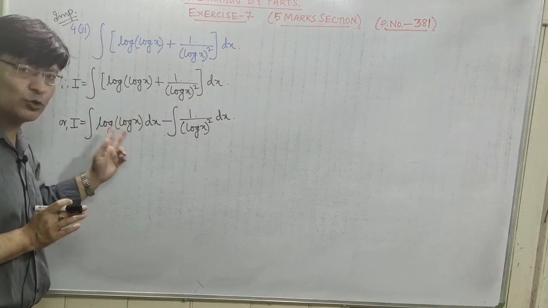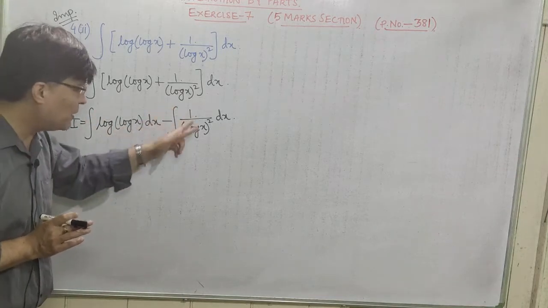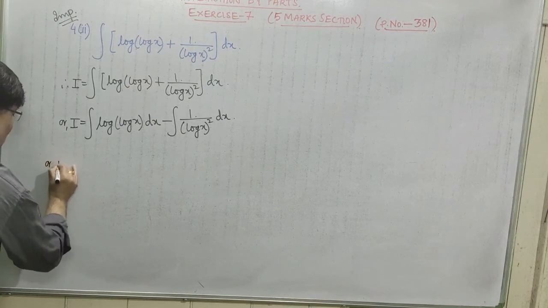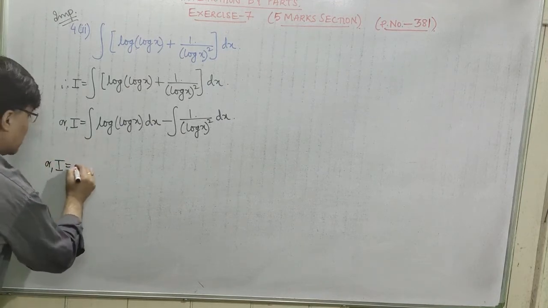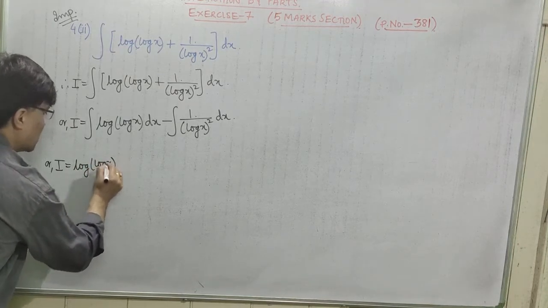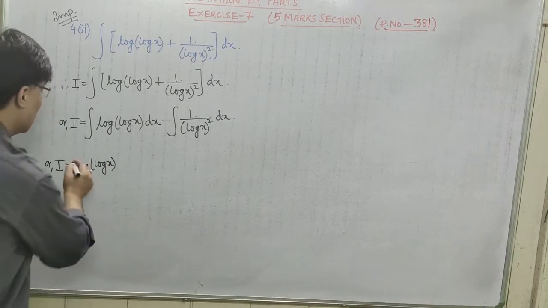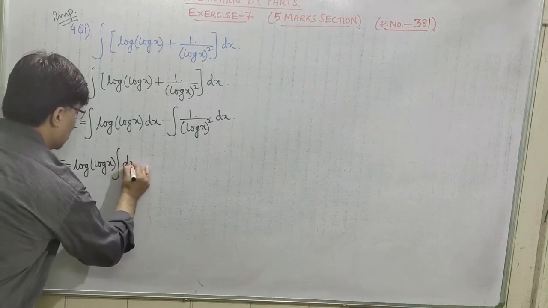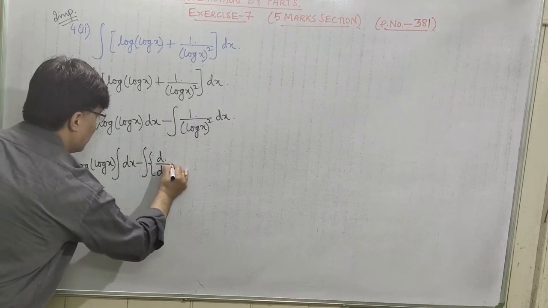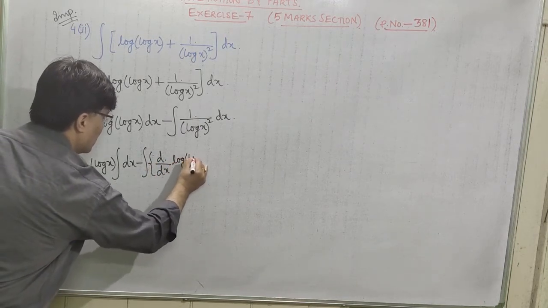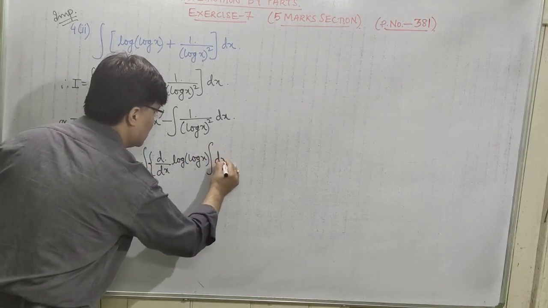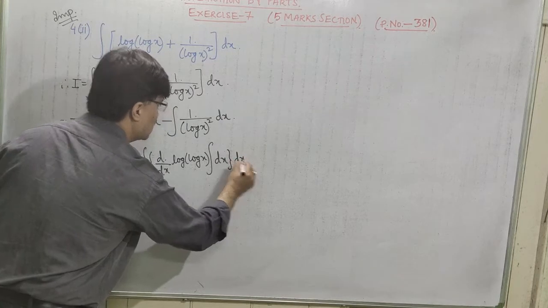That is, the first function should be integrated by parts, keeping the second term as it is. Okay, so I is equal to, for the first function use integration by parts. This is the first function, that is log of log x will be the first function, 1 will be the second function, you know that. So log of log x integration of dx minus integration of second bracket, this is d by dx of log x, then integral sign dx second bracket close dx.